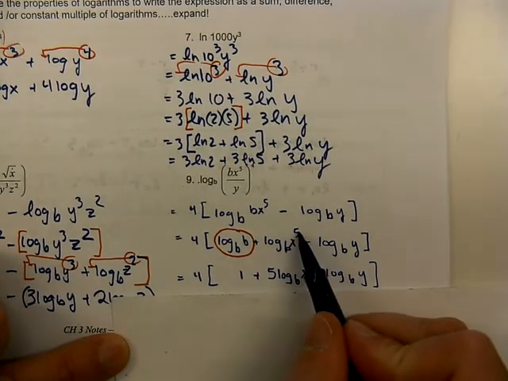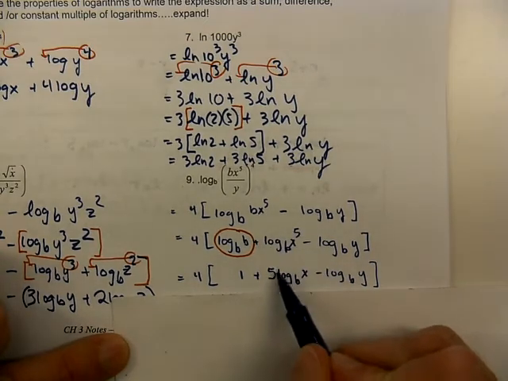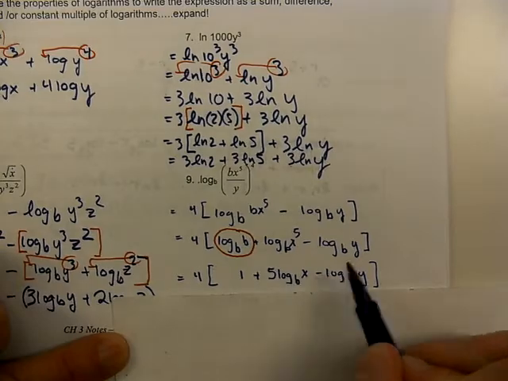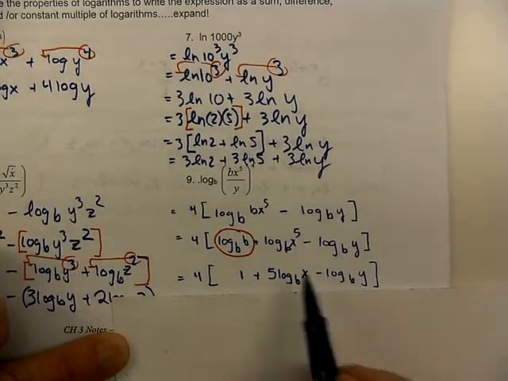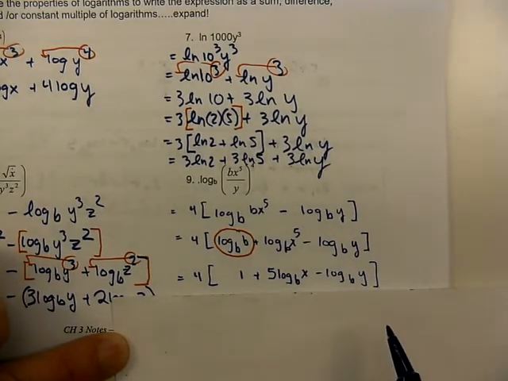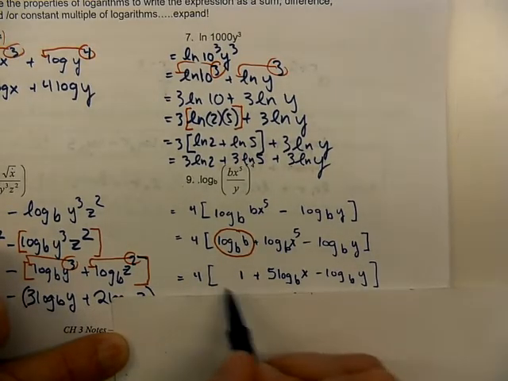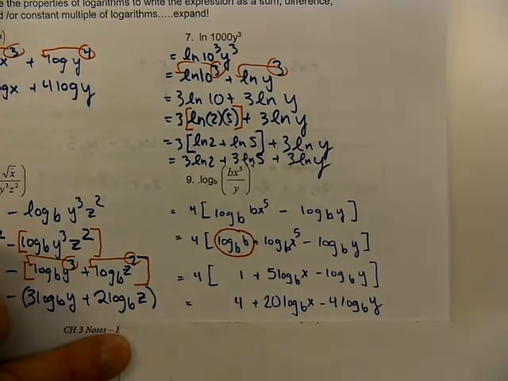I'm bringing that exponent of 5 to the front as a constant multiplier on that middle term. The third term is looking the same. So you could stop here. It is completely expanded. There's no more factors to be found. Or you could distribute the 4 in. So that's what it would look like.